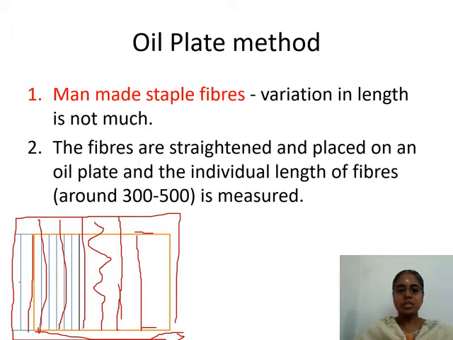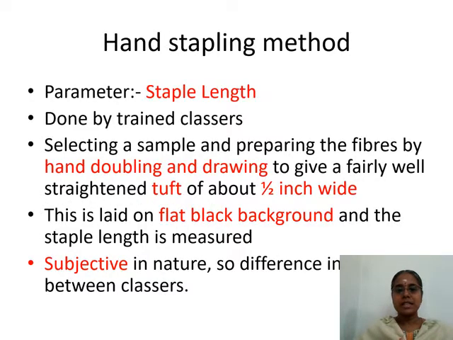The oil used is usually paraffin oil, because the oil should not be absorbed by the fiber and there should not be any changes in the dimensions of the fiber. Around 300 to 500 fibers are kept on the plate and the actual length is measured. So it is a very simple method. This is not a common practice for determination of length of staple fibers; only for some verification purposes they do it. Next is the hand staple method.